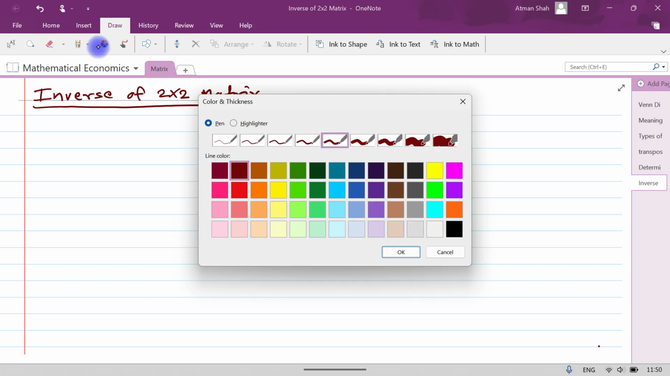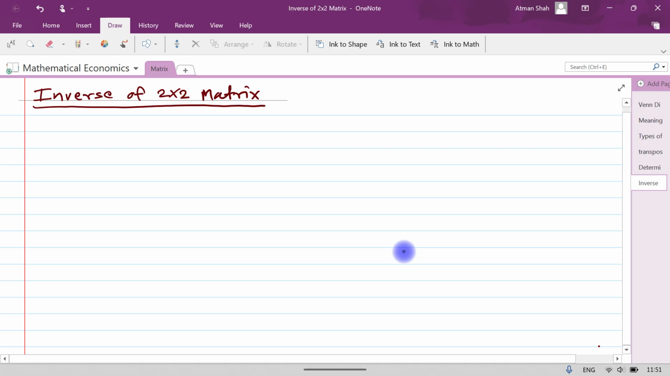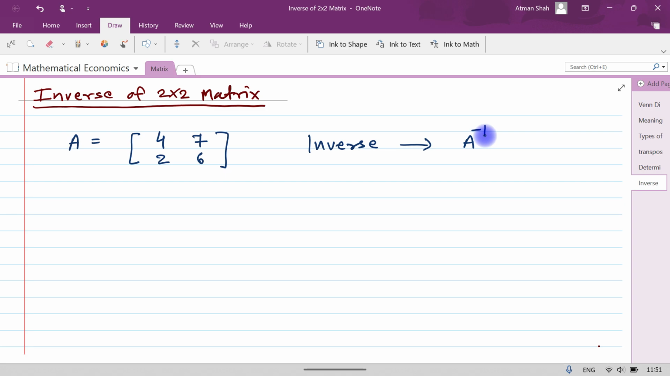So let's begin. Suppose we have a 2 cross 2 matrix A, which is equal to 4, 7, 2, 6. And we want to find the inverse of this matrix. So inverse of this matrix is denoted by A raised to minus 1, that is A inverse. So let's understand it step by step.